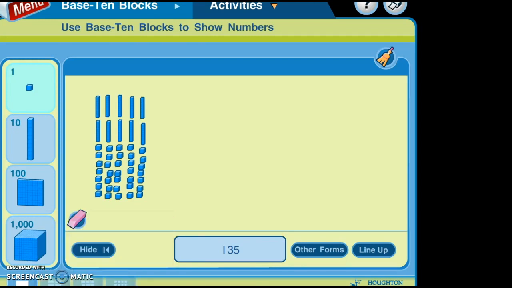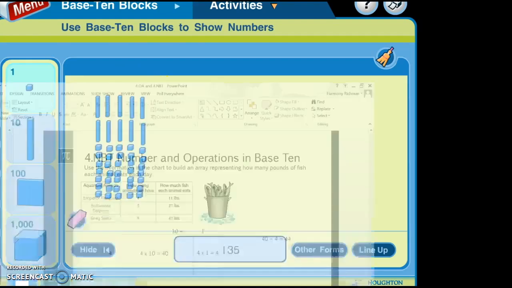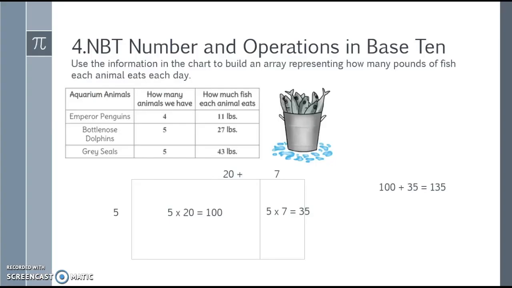So think of this, if I were to rotate it this way, make it a little more flat, we would then have the following. Along the left we had 5 dolphins, and along the top I split it into tens and units. So 5 times 20 is 100, and 5 times 7 is 35. So 100 plus 35 is 135.